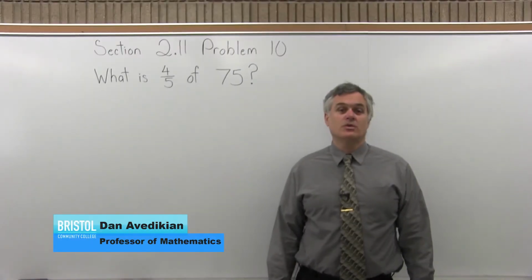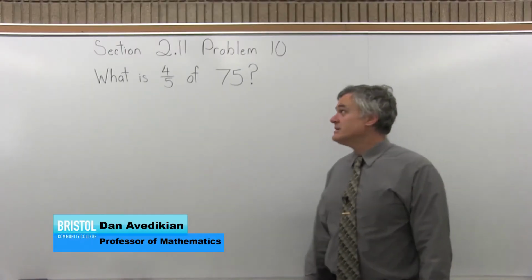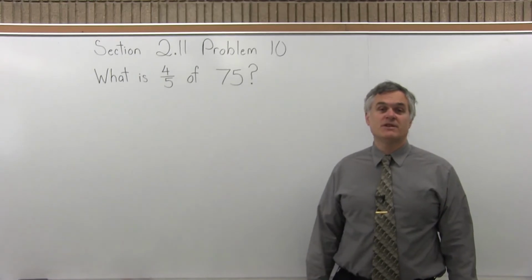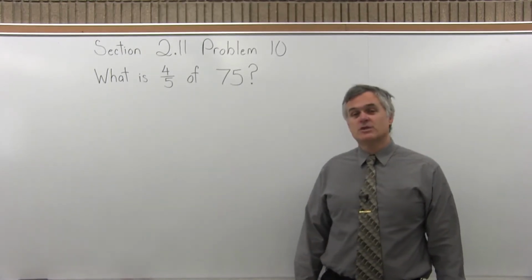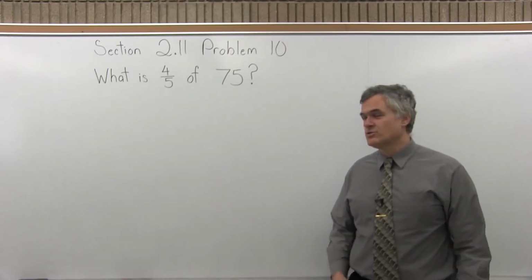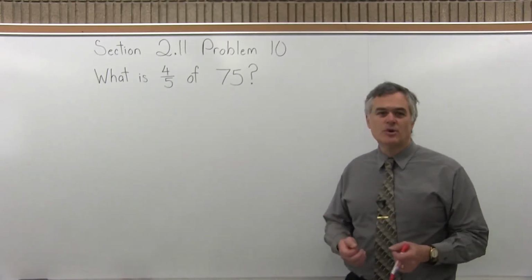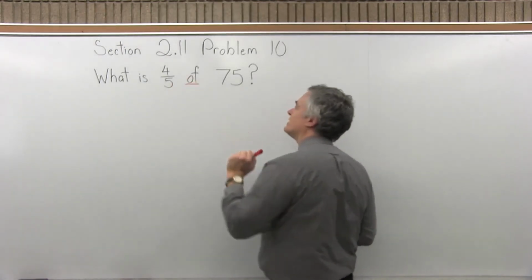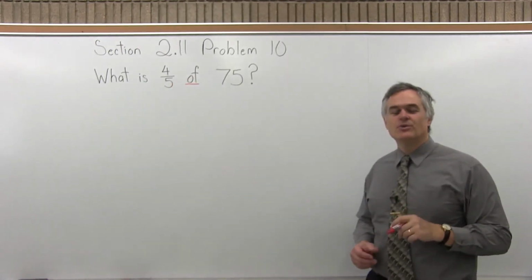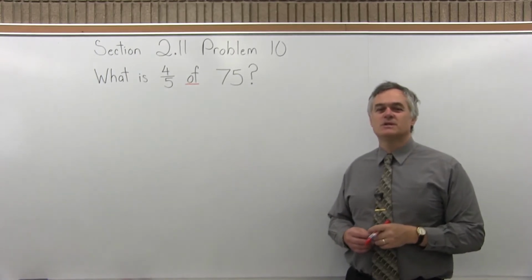This is Section 2.11, Problem 10. It says, what is 4/5 of 75? So we have to figure out what to do, and it's not quite as obvious with this one as some of the others. Usually there's a key word like added to or more than. In this problem, the key word is actually of. When you see of, that means you must multiply.